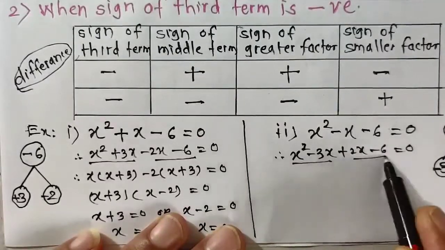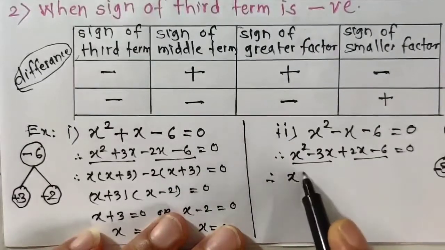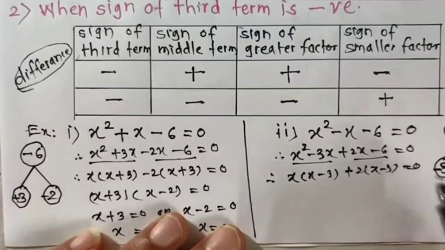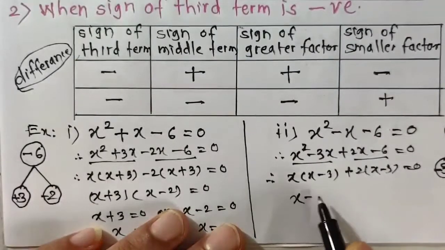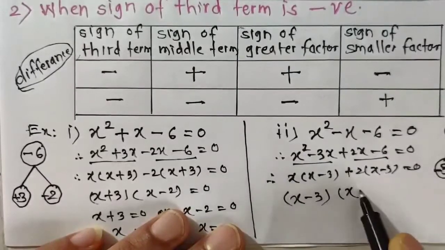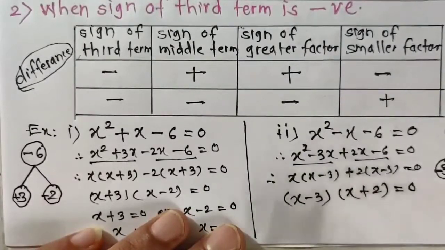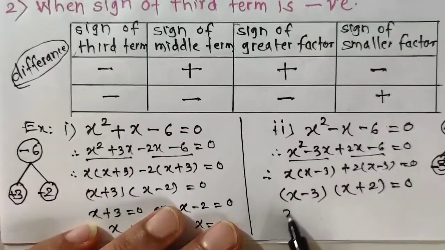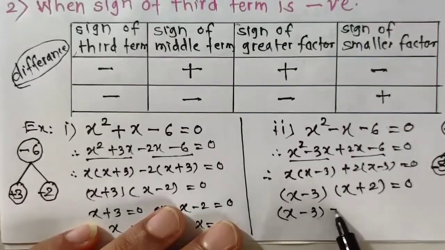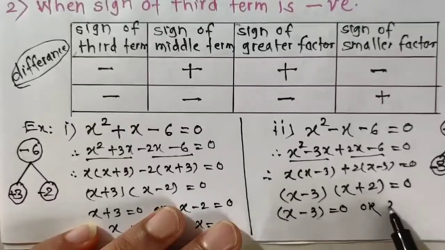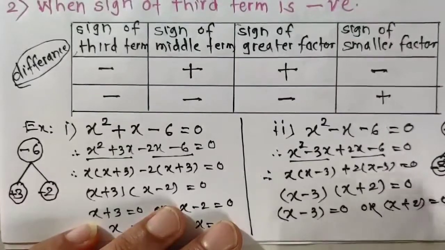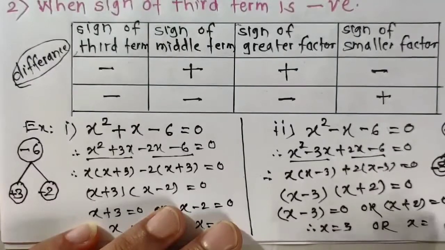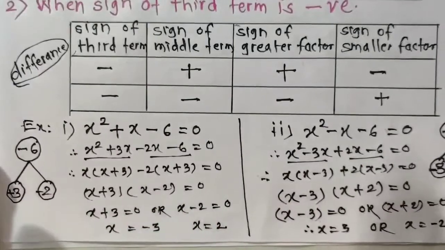Find the common factor from these two and the next two. x into bracket x minus 3, plus 2 into bracket x minus 3 is equal to 0. So one common factor is x minus 3, the second common factor is x plus 2, is equal to 0. Whenever the product of two numbers is 0, one of the numbers must be 0. That is our mathematics. So either x minus 3 is equal to 0 or x plus 2 is equal to 0. So we get x is equal to 3 or x is equal to minus 2. That is the solution of that equation.